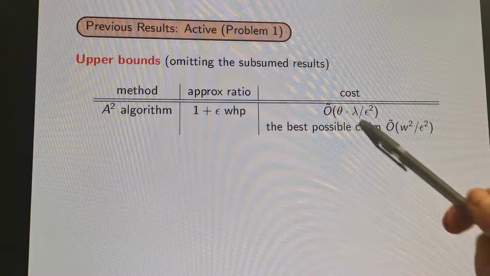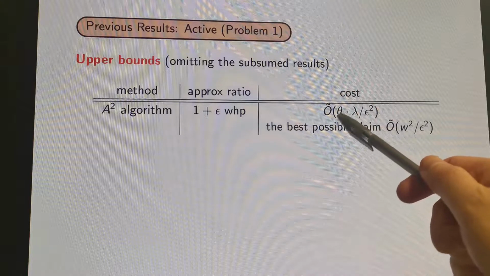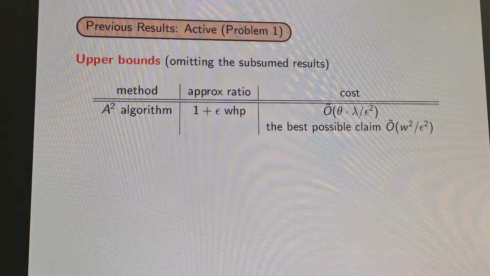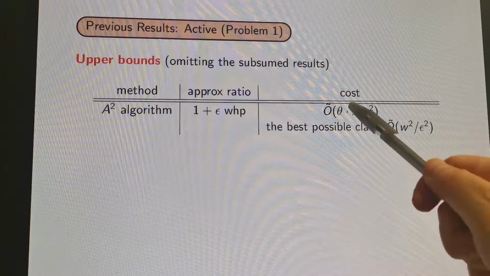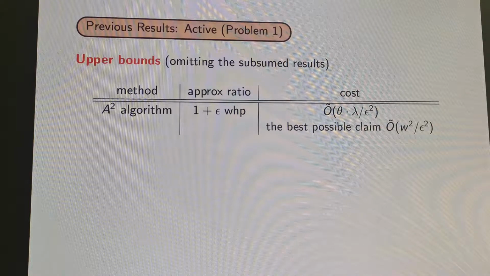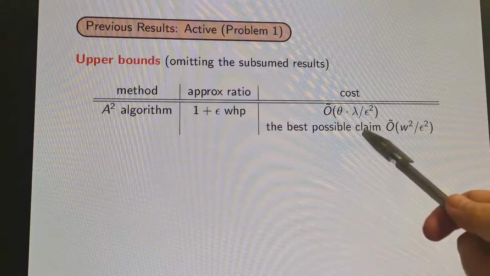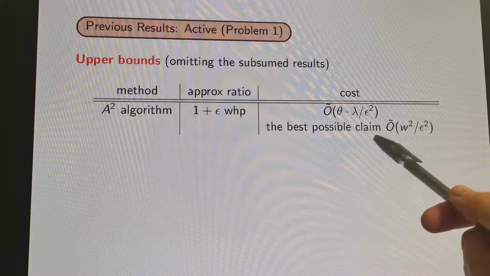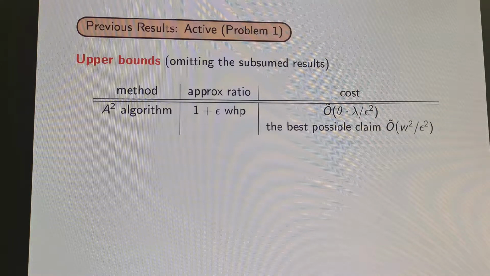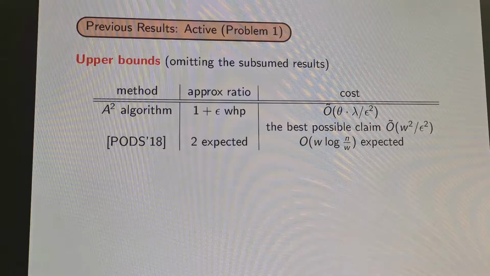And we don't have to worry about the concrete definitions of theta and lambda. But it is already known that in the worst case, both parameters can go up to W, at least W. So in other words, the best possible claim that you can put on A squared in this case is W squared over epsilon squared.